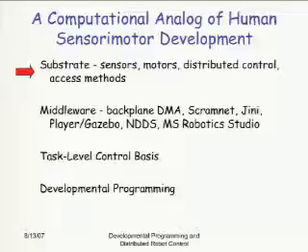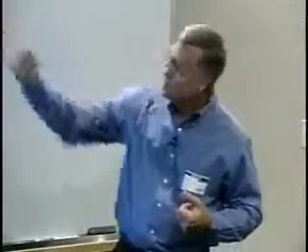So here's that analog I was talking of. First of all, we have a substrate. In the next slide, I'll talk about what that substrate really means as an analog to human beings. But it's sensors, motors, distributed control, and methods for accessing the status of those distributed controllers. Then we have this middleware I was talking about before, and the Robotics Studio is our current middleware part of the architecture. A task-level control basis, which I'll describe, and then developmental programming. And that's how I'm going to proceed now. The rest of the talk is going to be related to the computational architecture, not the biological inspiration.